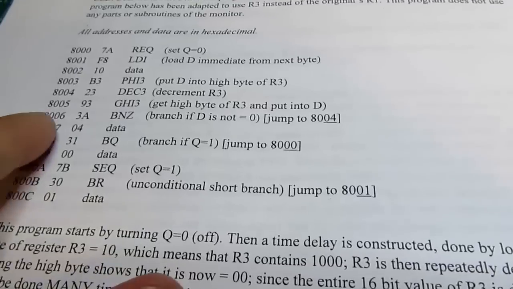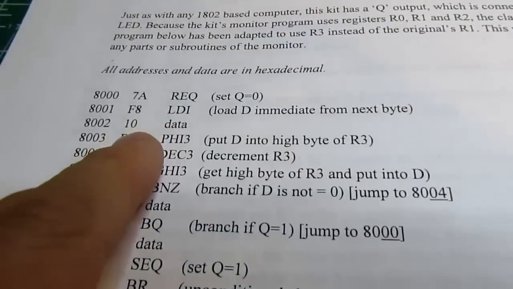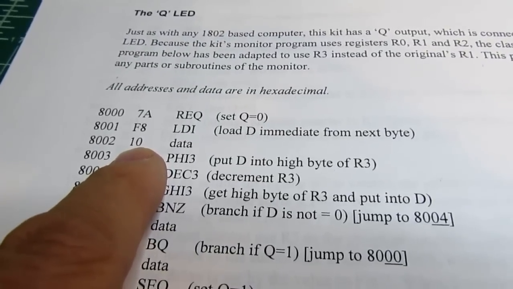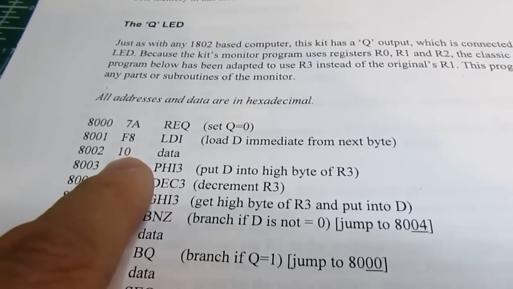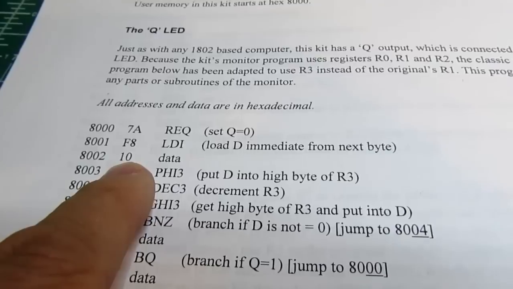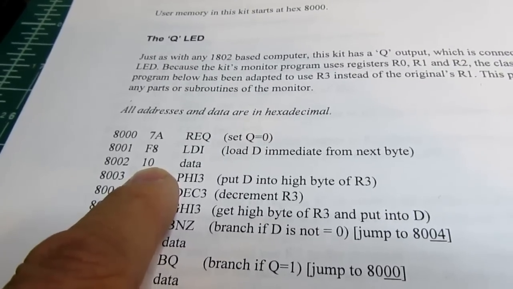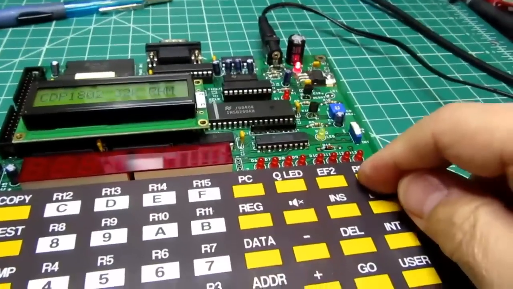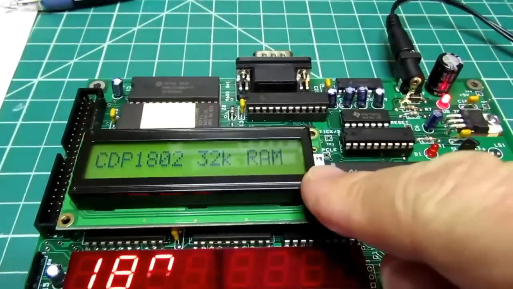Now, the way this program works, of course, is it's doing a time delay and toggling the Q output on and off. And this particular piece of information here is a value that gets loaded into the high byte of a 16-bit word and then decremented until that 16-bit word is zero or nearly zero. And that's how the time delay is accomplished. So if I want to make the time delay longer, I just have to increase this value. So I'm going to push reset here, and that stops and returns me to the power on prompts.